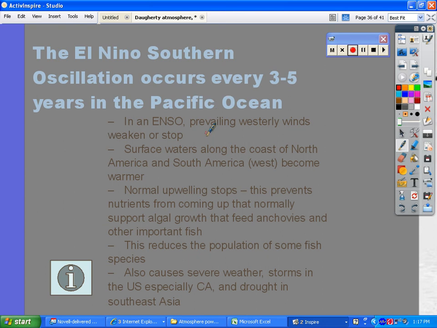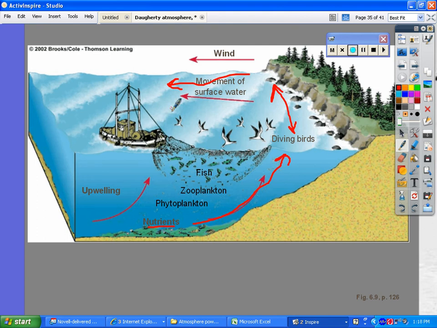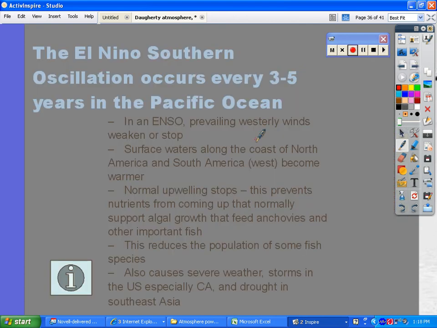What this does is it does not move the surface waters away from the west coast of South America and North America. It does not move those warmer waters away from the coast like we just showed on this last slide. So you end up having warm water that just sits on the coast. It's not being blown west.